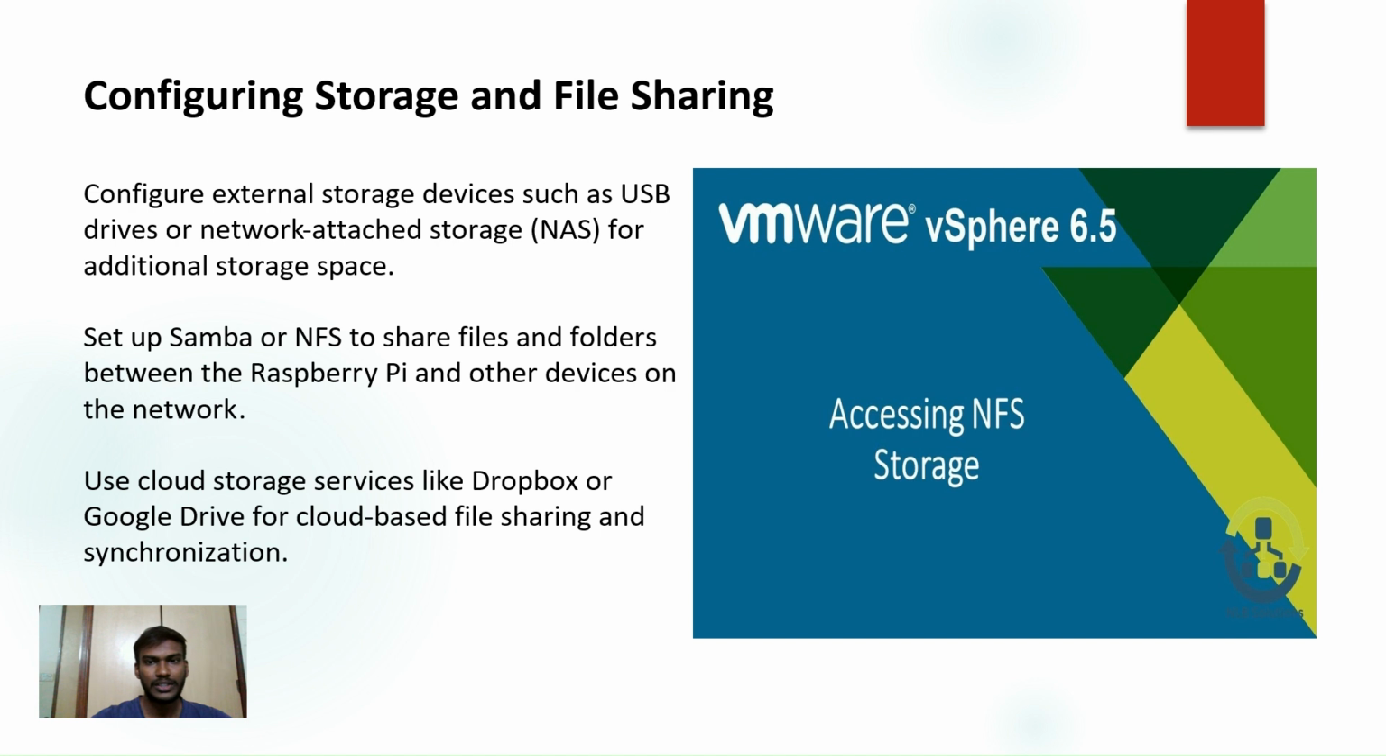Now, configuring storage and file sharing. Configure external storage devices such as USB drives or network attached storage for additional storage. Set up Samba or NFS, that is known as network file system, to share files and folders between the Raspberry Pi and other devices on the network. Use cloud storage services like Dropbox or Google Drive for cloud-based file sharing and synchronization.